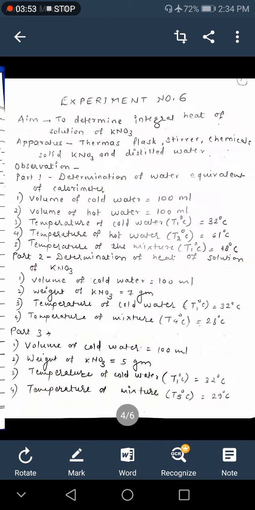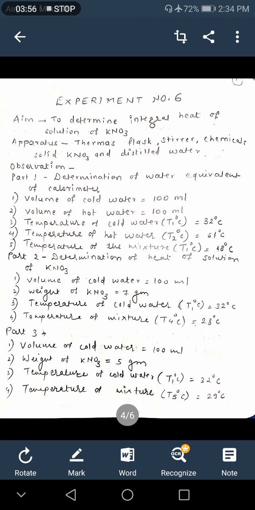Now come to the observations. In the first part, for water equivalent, the temperature of cold water T1 is 32 degree Celsius, the temperature of hot water T2 is 61 degree Celsius, and the temperature of the mixture T3 comes as 48 degree Celsius. Then in the second part, the heat of solution of KNO3 using 7 grams of KNO3, the temperature of cold water T1 is 32 degree Celsius, and after formation of the solution, the temperature T4 comes as 28 degree Celsius.